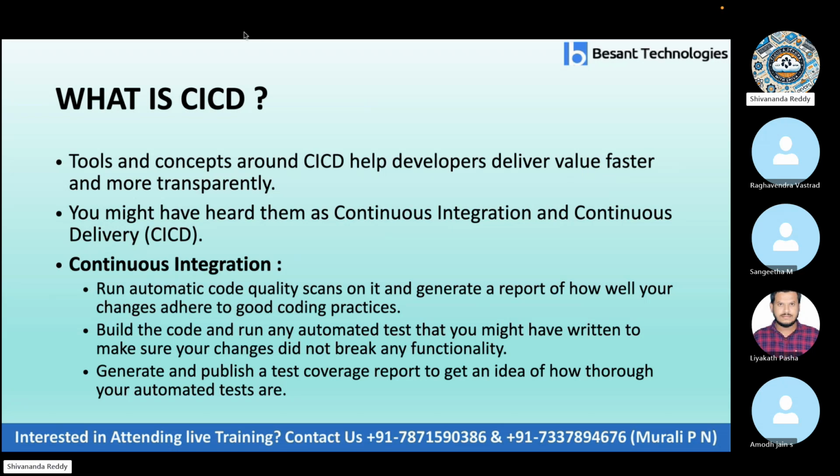Continuous integration runs automatic code quality scans and generates a report of how well your code changes adhere to good coding practices. It builds the code and runs any automated tests that you might have written to make sure your changes did not break any functionality, and generates and publishes the test coverage report to get an idea of how thorough your tests are. Like this, many things can be discussed in the integration phase.